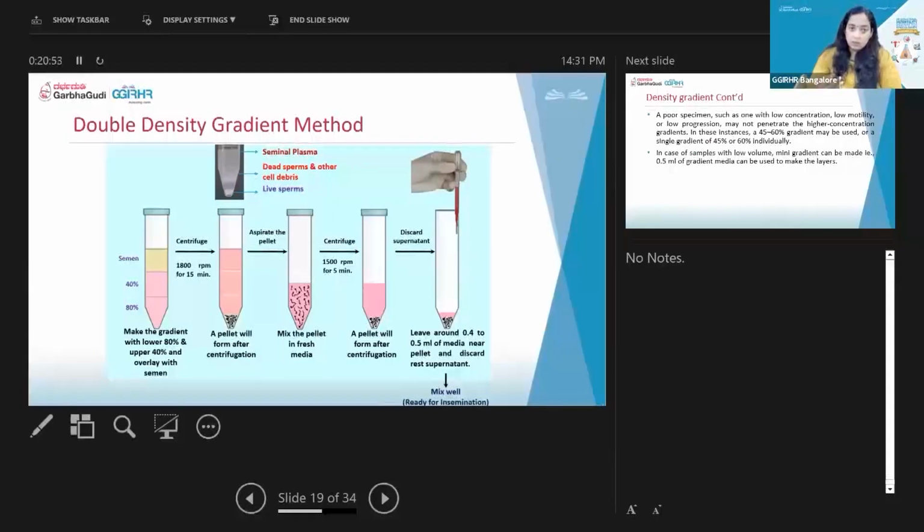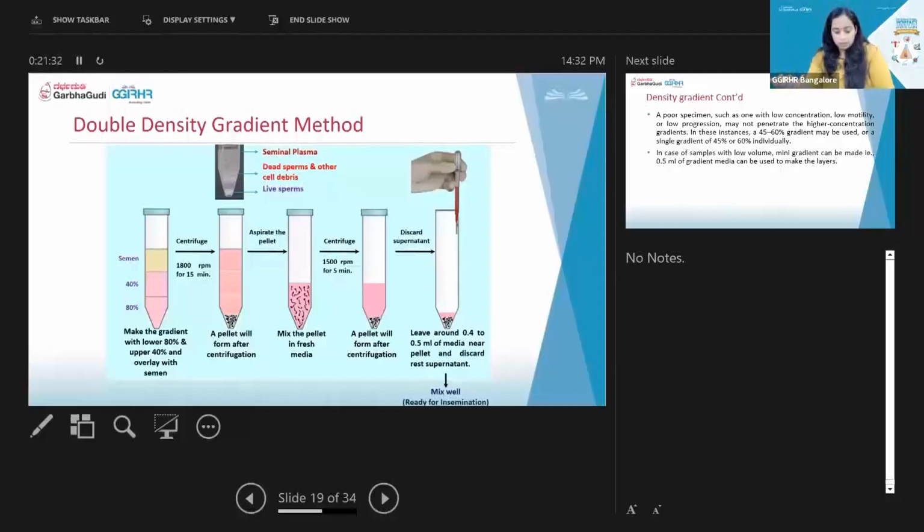Mix the pellet gently with the media. Again, centrifuge at 1500 RPM for 5 minutes and discard the supernatant, leaving the pellet behind. Layer it with 0.4 to 0.5 ml of media. Then gently mix it, and it is ready for insemination. For a double way of getting highly motile and viable sperms, you can combine the swim up along with the density gradient, where you layer it, leave it for 20 to 30 minutes, take the supernatant, and then go for insemination.